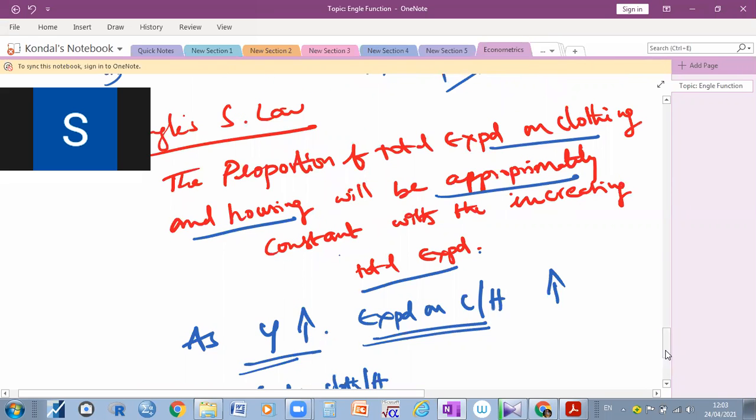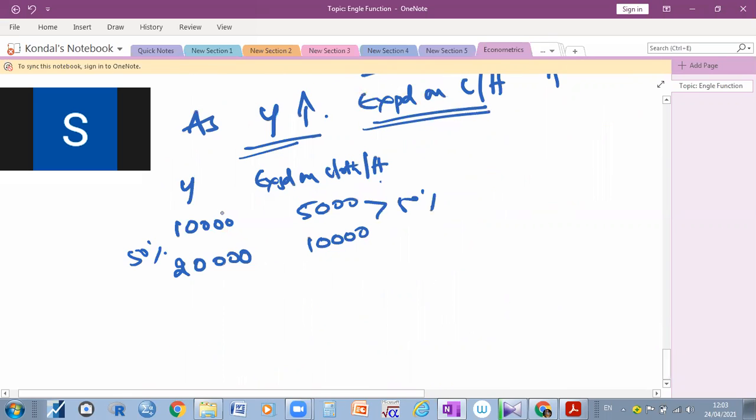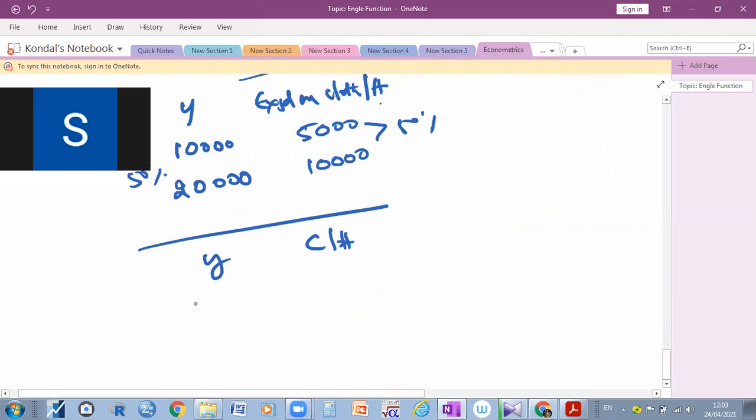Sometimes it is exact, as I gave here. For example, I'm going to give another example: consumption on cloth and housing. If you take another data set, for example, your income is 10,000. So Sahid, how much are you going to spend on cloth as well as housing combined? When your income is 10,000, how much are you ready to spend on cloth as well as housing? Probably yes, the same 5,000.